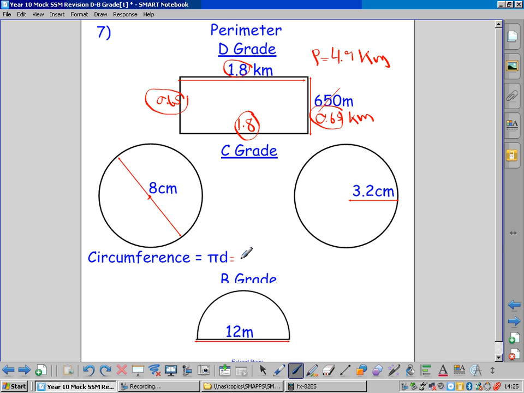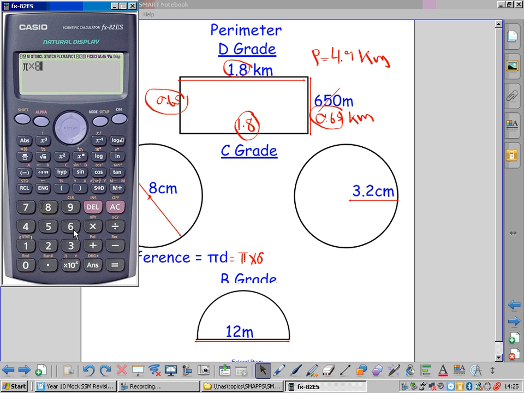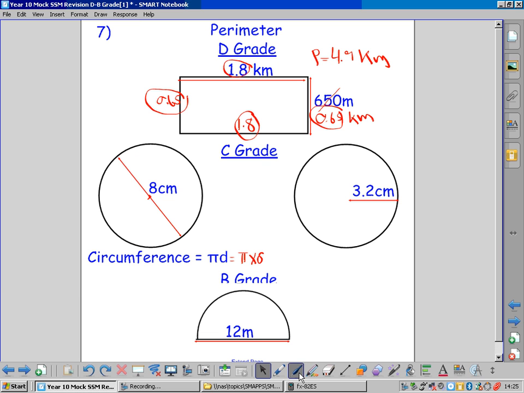So all we do is pi times 8 in this case, and that will be the circumference, the distance around the outside of it. Pi is down here, near equals, times it by 8, switch it to a decimal, 25.1 centimeters to 1 decimal place. Circumference, 25.1 centimeters to 1 decimal place.